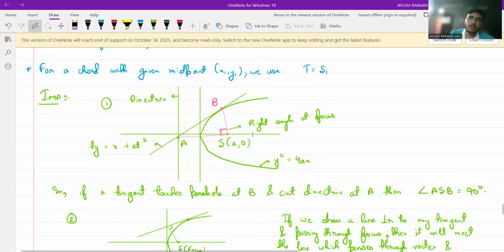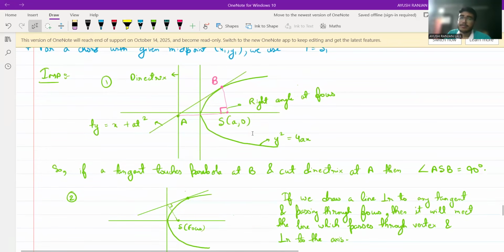Next, these are the four important things which are not too much important for mains. They are basically important for advanced, but you cannot say for mains. So let's see what all these four say. If there is a tangent at the point B to the parabola and it is cutting the directrix at the point A, then it is going to make a right angle at the focus S.